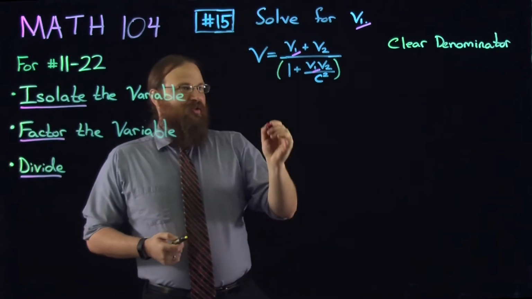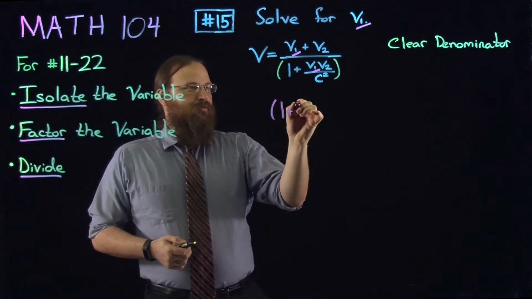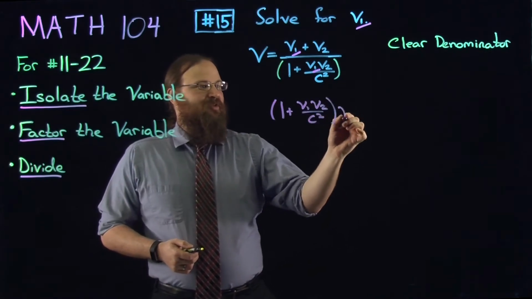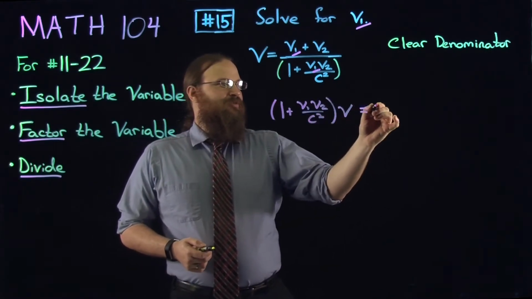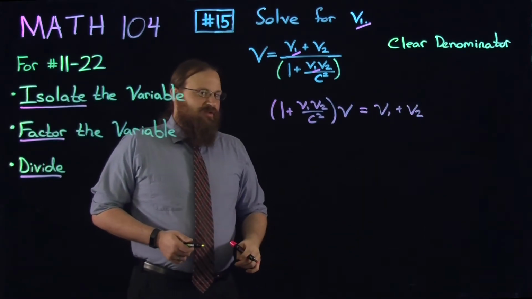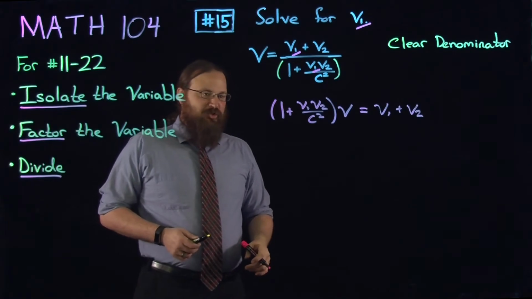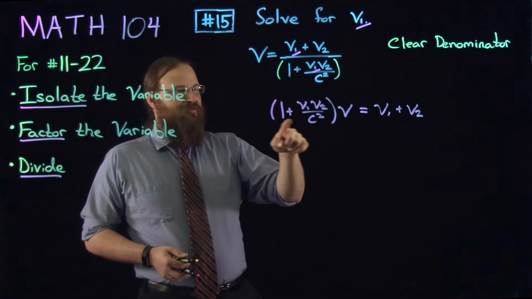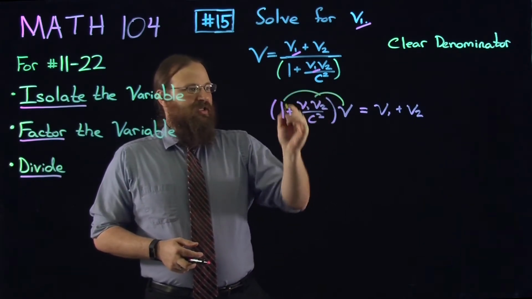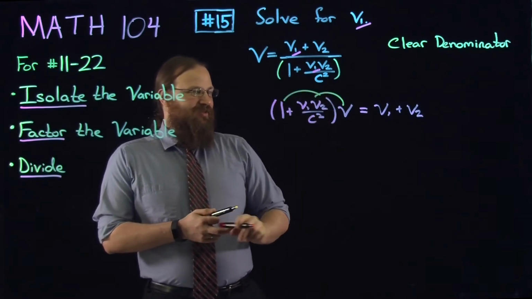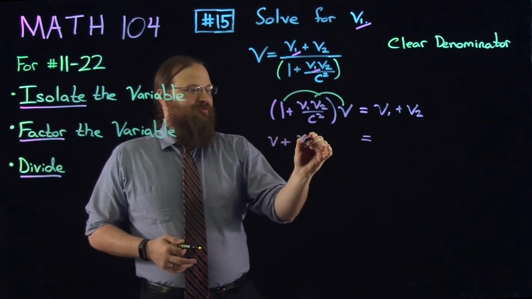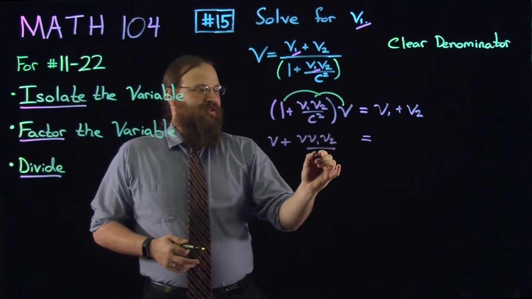That leaves us with this long expression times v equals v1 plus v2. Pretty messy. Let's distribute. So we'll take this v through on both sides. So we'll distribute the v. So what are we left with on this left-hand side? We're left with v plus v, v1, v2, c2.